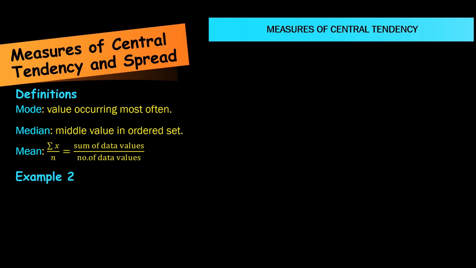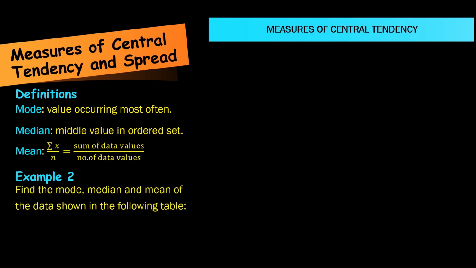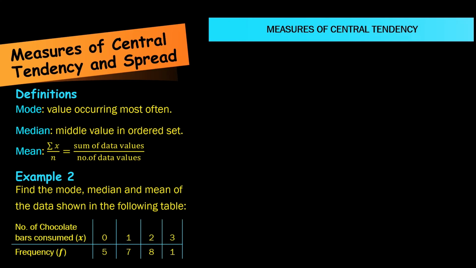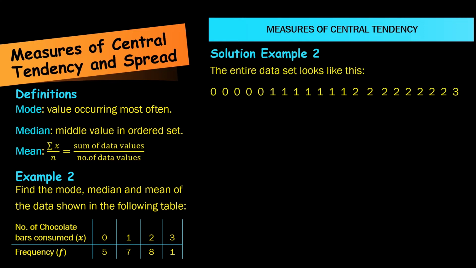And now let's take a look at another example. Find the mode, median, and mean of the data shown in the following table. We have the number of chocolate bars consumed, represented by the variable x, and the frequency, f. Pause the video and have a go. Press play when you're ready to view the solutions. So let's solve this. The entire data set looks like this. There are 5 zeros, 7 ones, 8 twos, and 1 3.